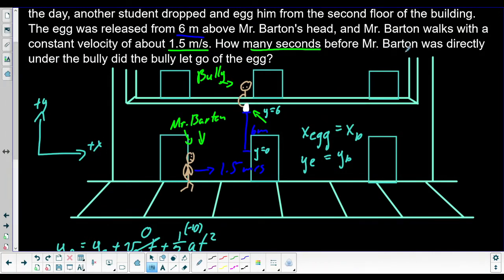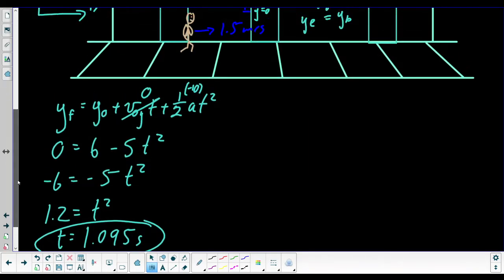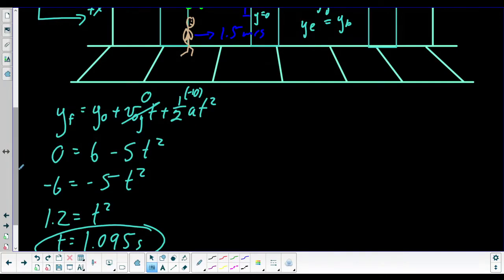How many seconds before Mr. Barton is directly under the bully did they have to drop the egg? We found that. The egg takes 1.095 seconds to fall to the height of my head, so you have to let go of it 1.095 seconds early.